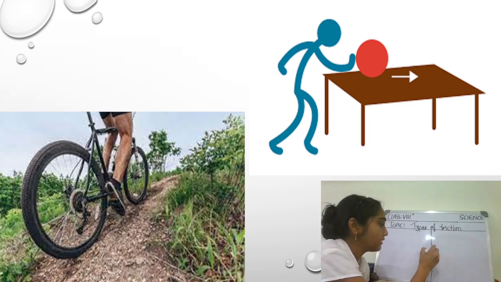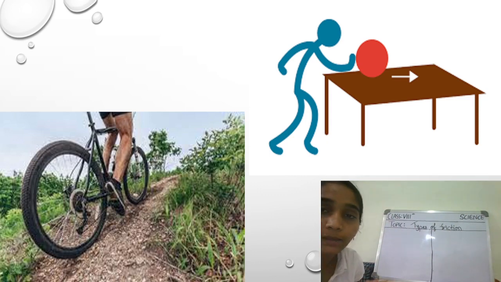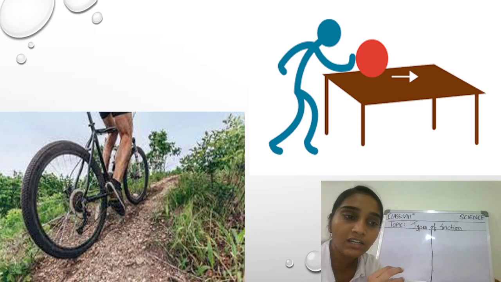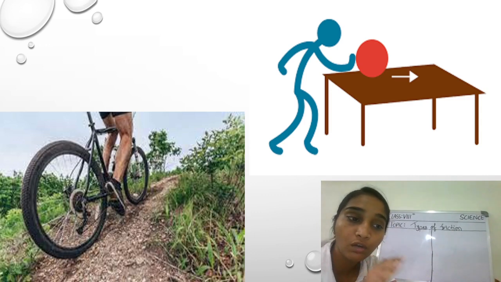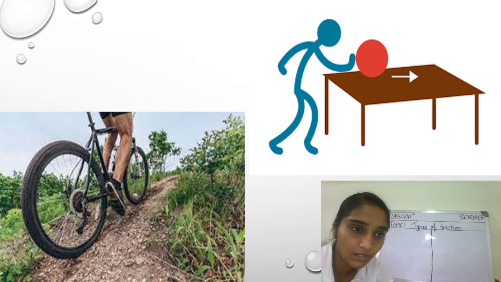Now see the second example, students. Yes, the person is moving the ball on the table. So he is rolling it, right? Yes, he is rolling it. So rolling will reduce the friction and the ball will easily move without any hindrance, right? So in that case, we have seen how rolling friction is involved there.